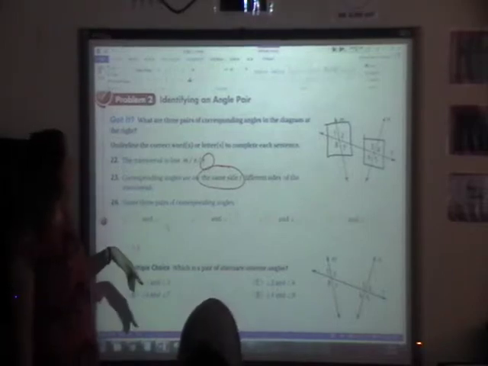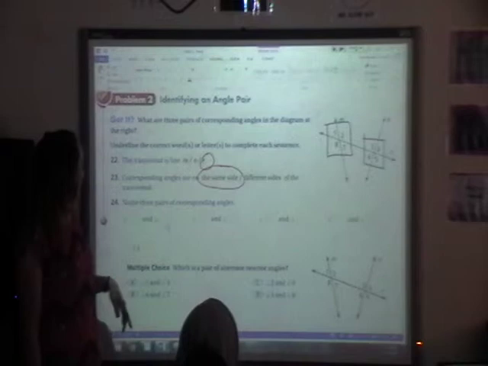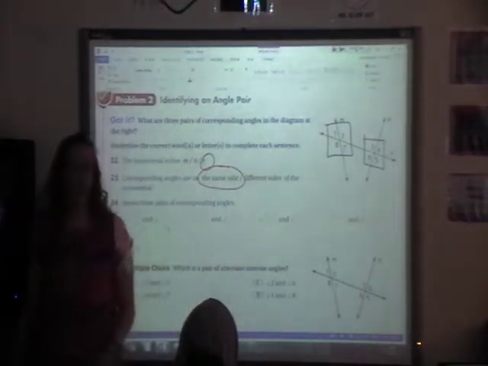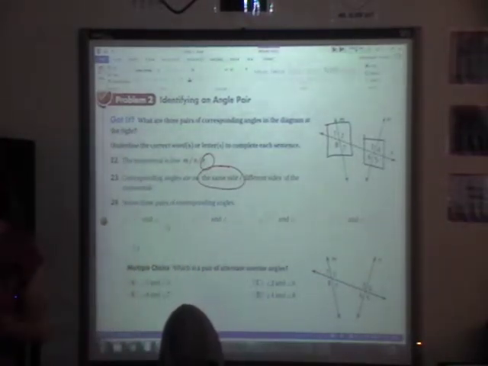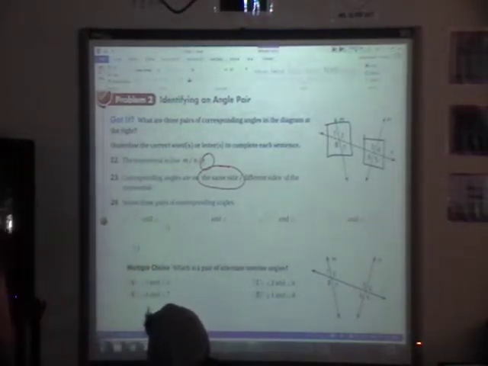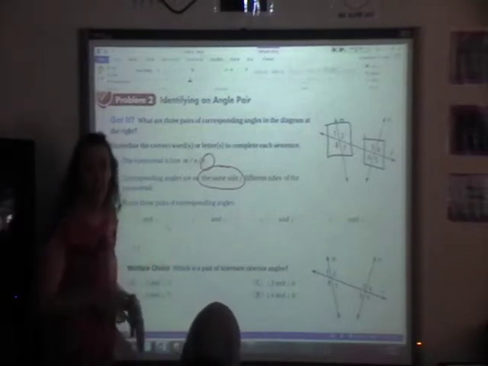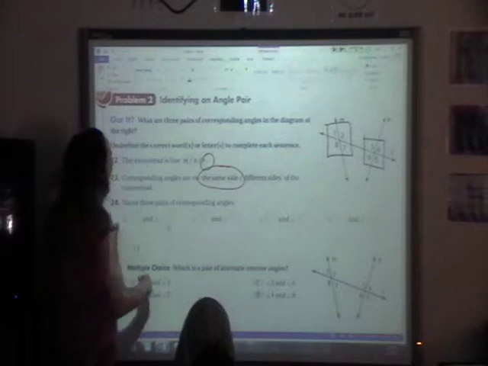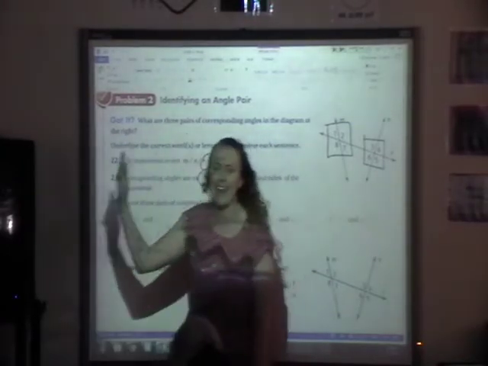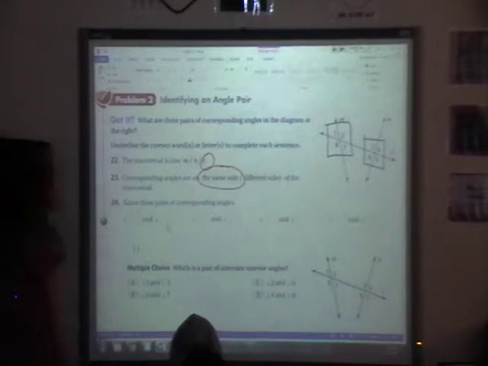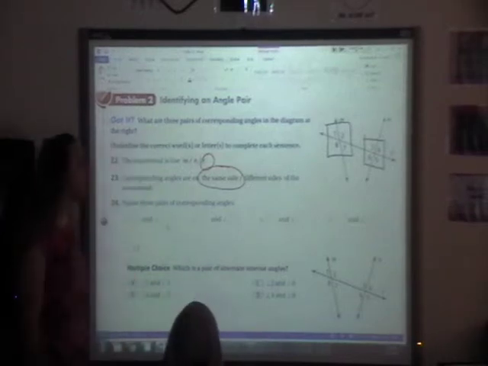Those are angles. Name 3 pairs of corresponding angles. It's just funny, because they give you 4. It says name 3 pairs. How many are in a pair? 2. And they give us 4 options. Okay, so we're going to name all of the pairs of corresponding angles.